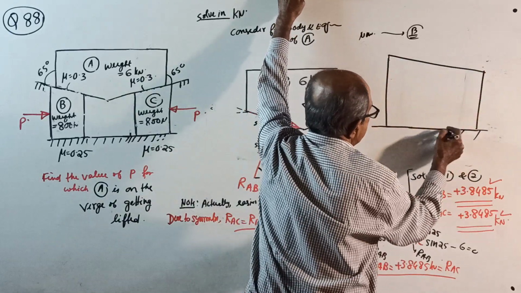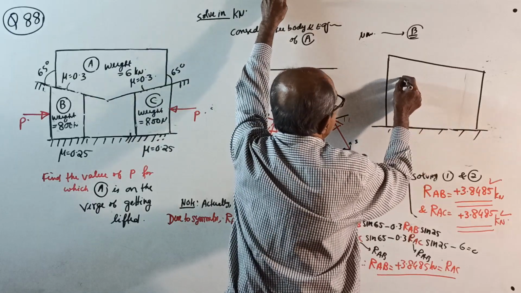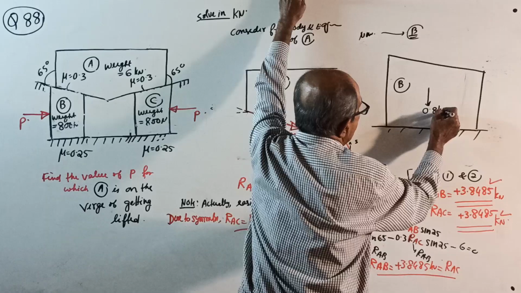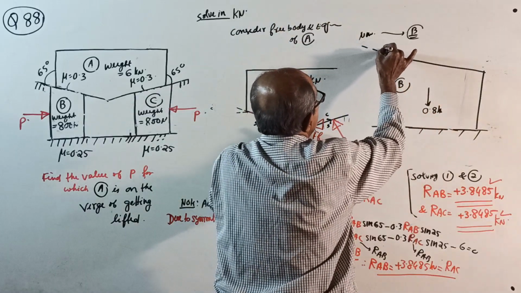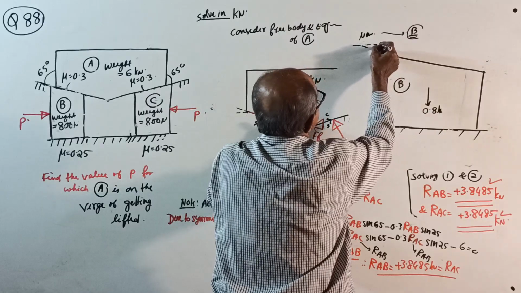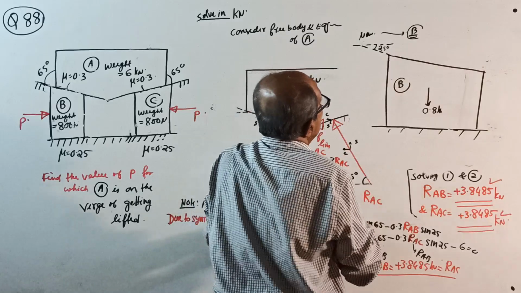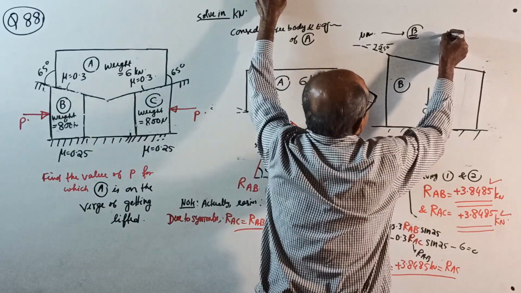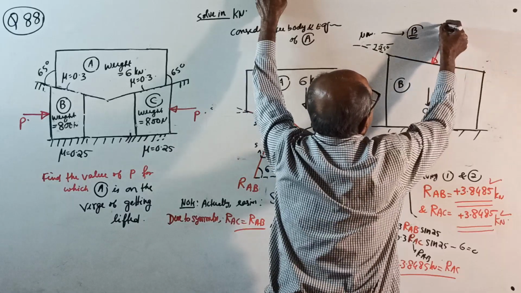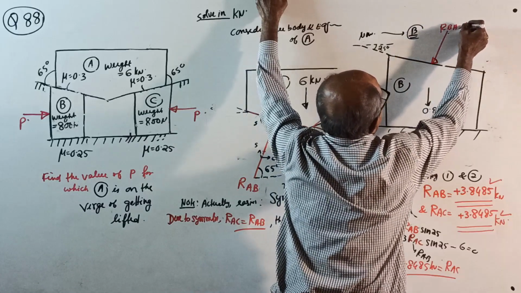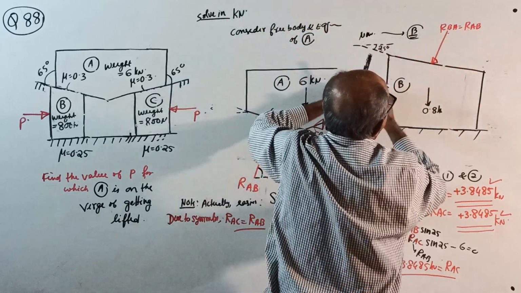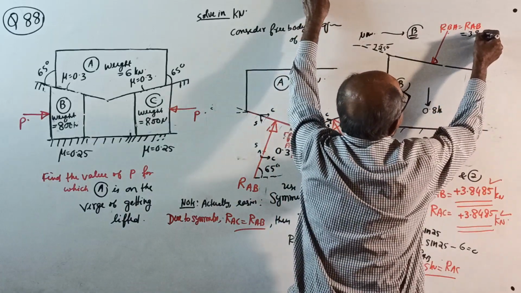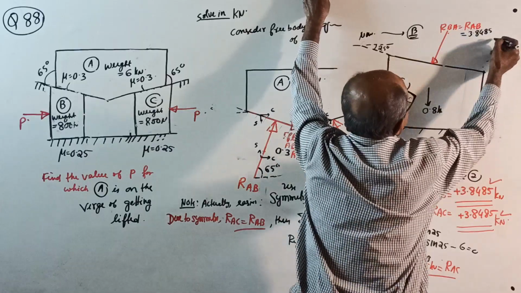This is the contact surface. This is your B. This weight is given how much? 0.8 kilonewton, because you are solving in kilonewton. This line with horizontal makes 25 degrees. You know it. Now see here, up RAB, perpendicular to plane. This way RBA equal to RAB, equal to the known value, 3.8485 kilonewton.